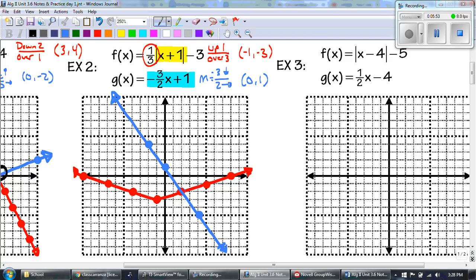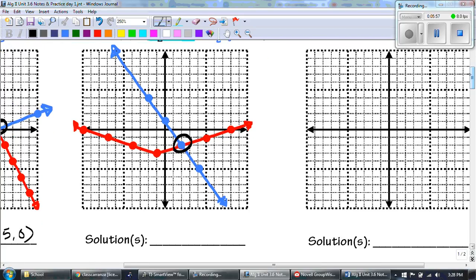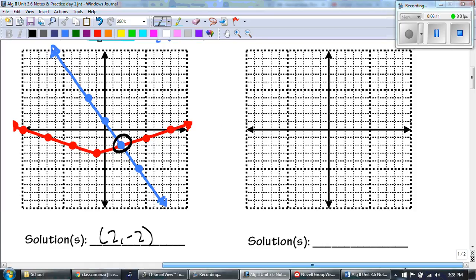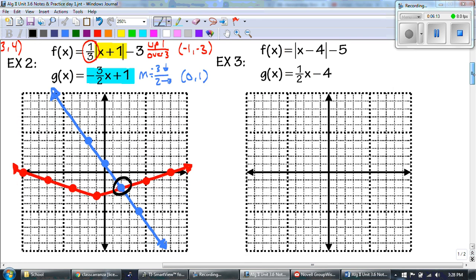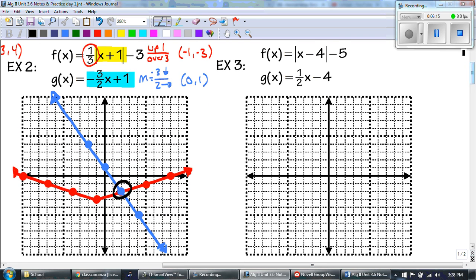So what's that point? Our solution is the point 2, -2. Now, if at any point you want to try and do this on your own, just pause the video and see how you do. Just make sure you're paying attention. Where's the absolute value? Where's my linear?